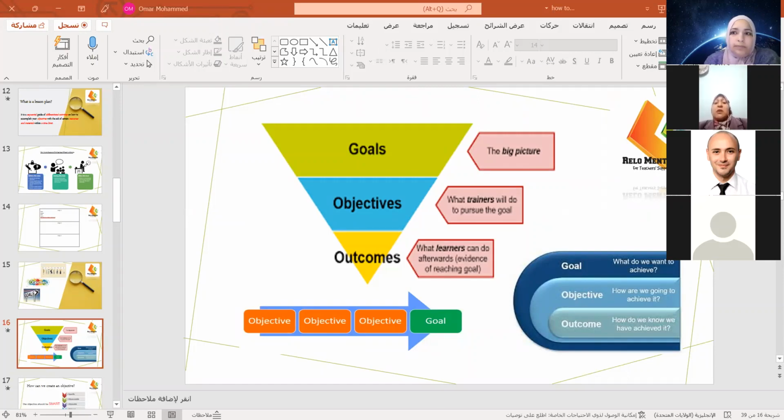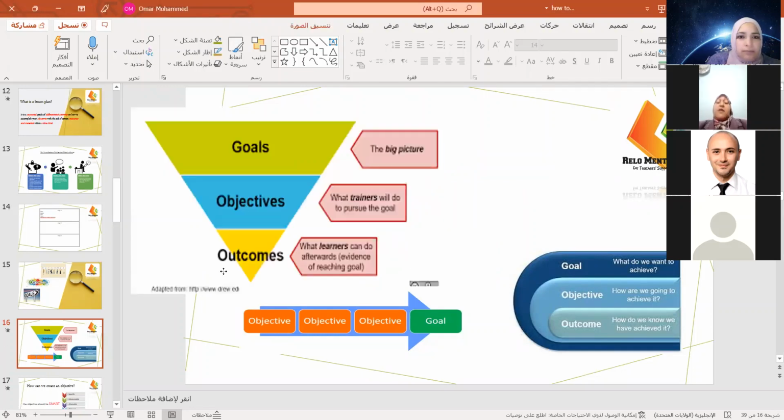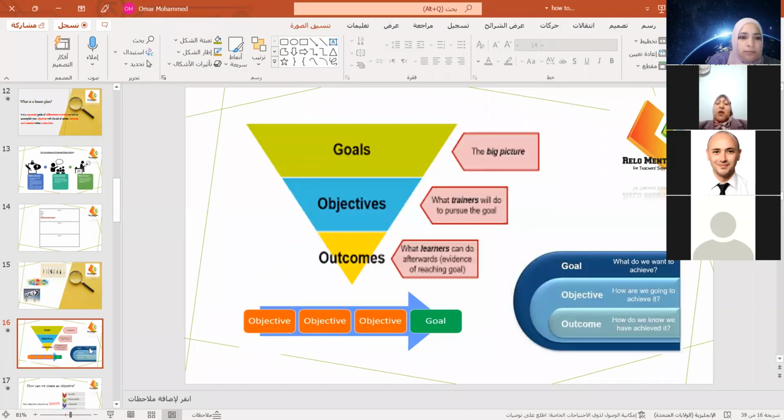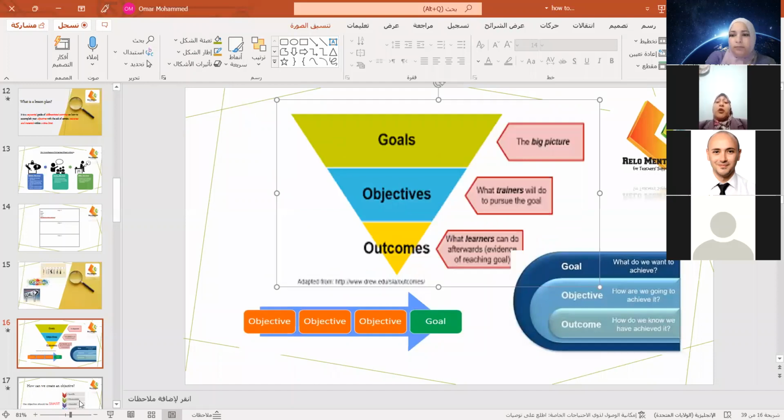The outcomes: by the end of the year or by the end of the lesson, students will be able to do so and so. So the goals would be the big picture, and the objectives are what I'm going to do, the steps by which this should be done, and the outcomes would be what the learners will be able to do afterwards, and the evidence of their learning.